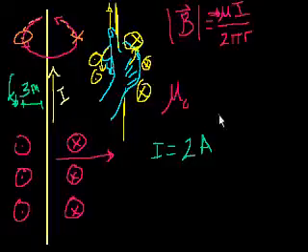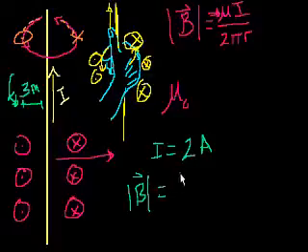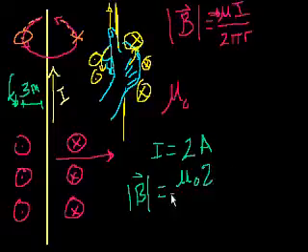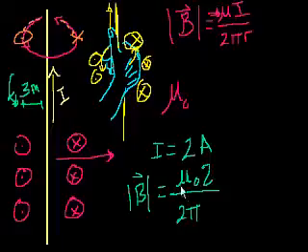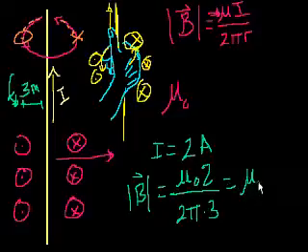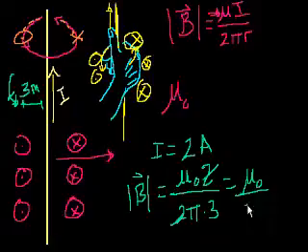Well, the magnitude is easy. We just substitute into this equation. The magnitude of the magnetic field at this point is equal to, and we assume that the wire is going through air or a vacuum, the permeability of free space, which is just a constant, it only looks fancy, times the current, 2 amperes, divided by 2 pi r. What's r? It's 3 meters. So 2 pi times 3. It equals the permeability of free space, and the 2 and the 2 cancel out, over 3 pi.